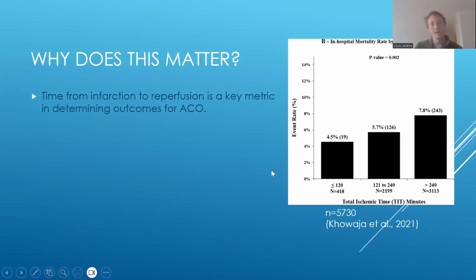Well, as has been clearly demonstrated in the literature and repeatedly drilled into our heads since paramedic school or EMT school, time is tissue. So here we can see a graph taken from a cohort of 5,730 patients, looking at the relationship between ischemic time and mortality. We can see that at the greater than 240-minute delay, mortality rate is approaching double the less than 120-minute group.